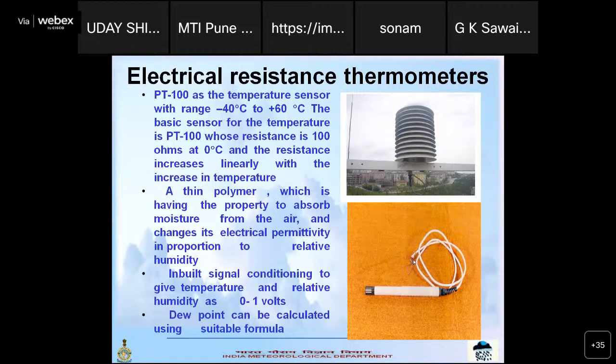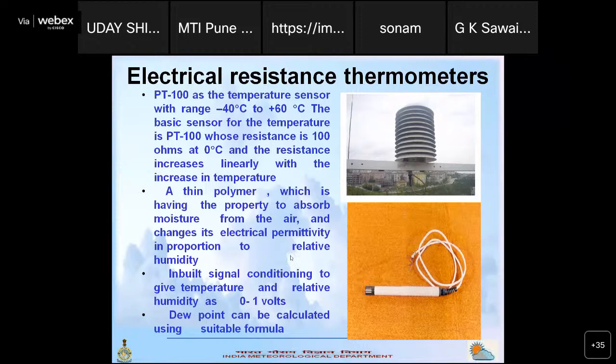So if that wire gives you 1 volt at maximum, then you will get 100% humidity. If you get 0 volt, you will get 0% humidity. So in the middle, when you get 500 millivolt, you will get 50% humidity. Likewise, if you get 600 millivolt, you will get 60% humidity. If you get 700 millivolt, you will get 70% humidity. So in this way, humidity is also measured electronically.